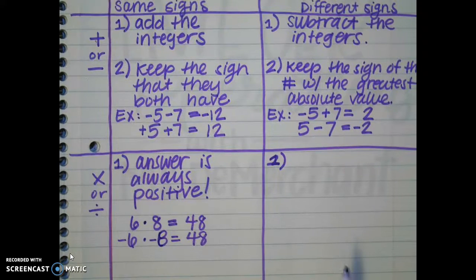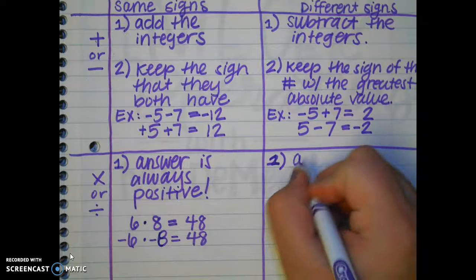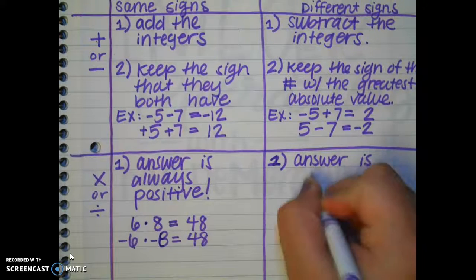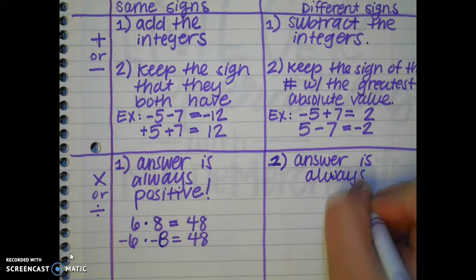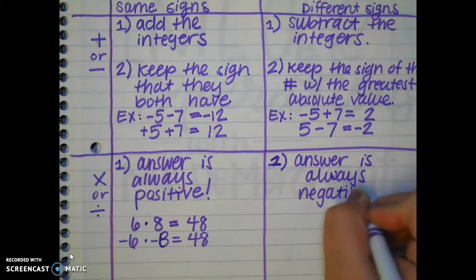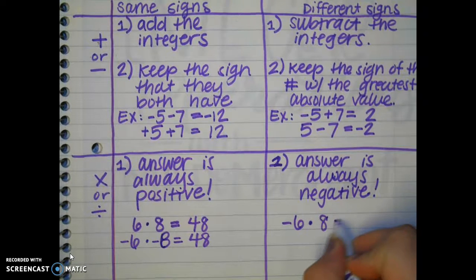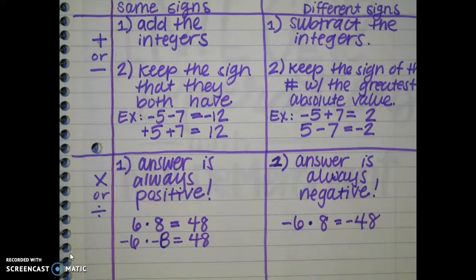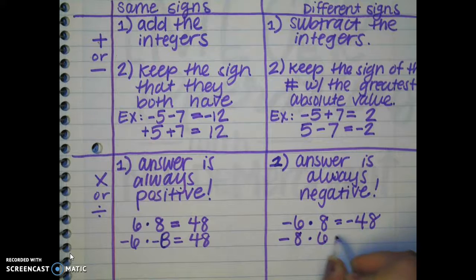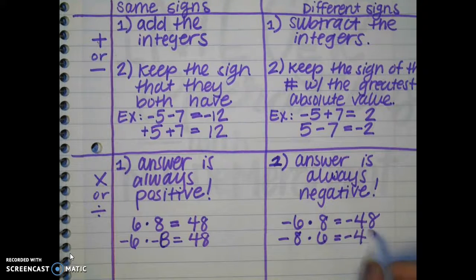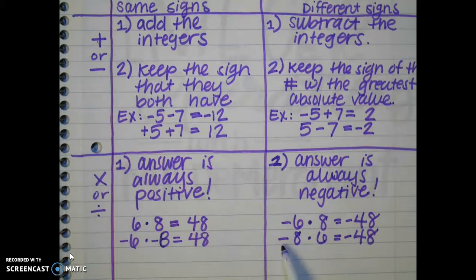And it's the opposite for different signs. If we have different signs, our answer is always negative. So if we have negative 6 times positive 8, that's negative 48. And the other way around, if we have negative 8 times positive 6, same thing, negative 48. Now the 8 is negative and the 6 is positive, but it's still going to give us the same answer. When we have one negative and one positive, the answer is always going to be negative.